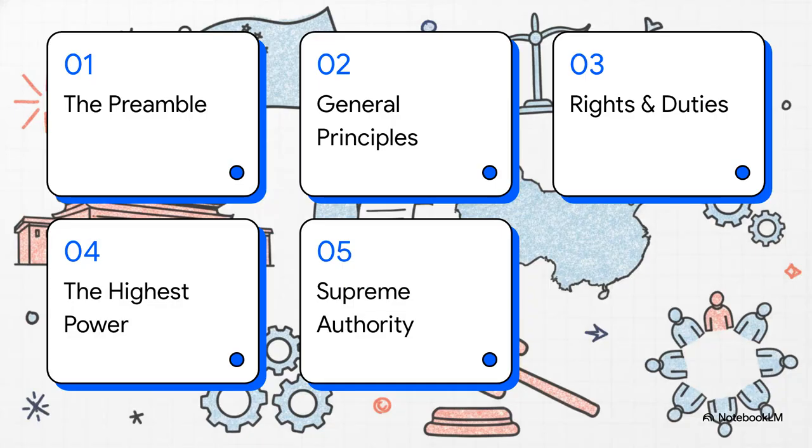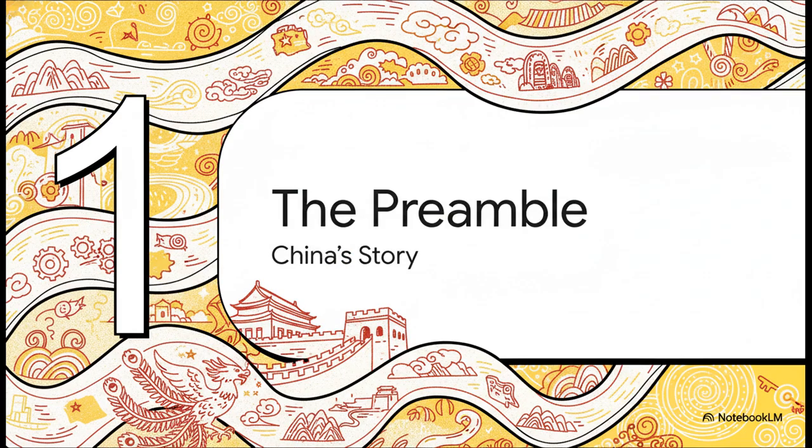So here's our roadmap. We're going to start with the preamble, which tells a story. Then we'll dig into the state's general principles, check out the rights and duties of citizens, see how the highest organ of power is structured, and wrap up with the document's own claim to supreme authority. First up, the preamble. And this isn't just some dry legal introduction. It's a carefully constructed narrative. It's the nation's official history and ideology, all rolled into one, and it frames the entire document.